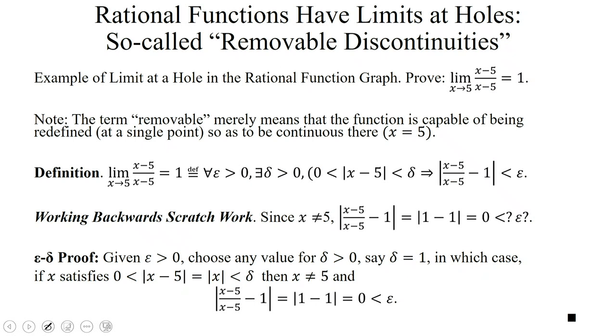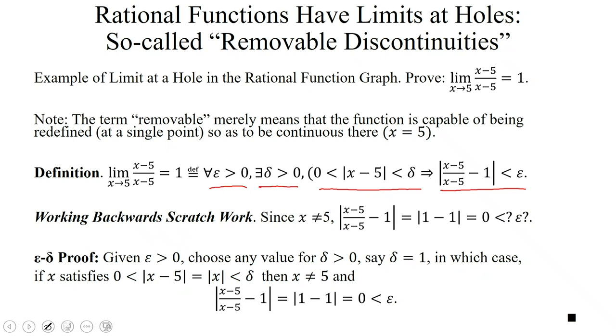Now let's take a look at a proof that the function (x minus 5) over (x minus 5), as x approaches 5, is actually equal to 1. You know it from calculus days, but let's show using epsilon-deltas exactly what the proof is going to look like. So according to the definition, for any epsilon greater than 0, there exists a delta greater than 0, such that if the absolute value of x minus 5 is less than delta, then the absolute value of (x minus 5) over (x minus 5) minus 1 is going to be less than epsilon. So that's what we have to prove.